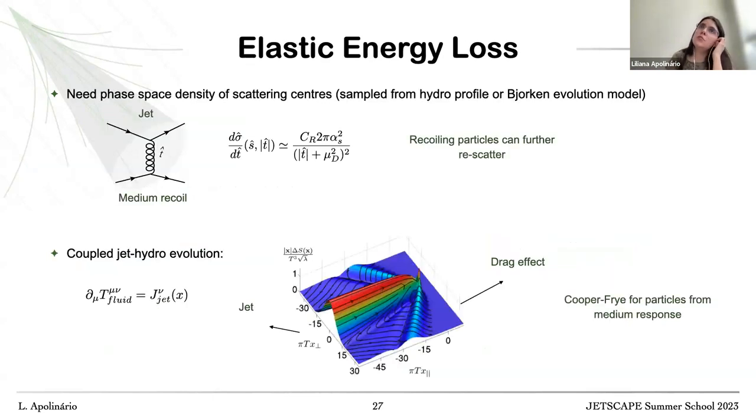The other thing that we need to address is elastic energy loss. Here you need to have some sort of scattering centers off which you will scatter the partons from your parton shower. This can be sampled from some hydro profile if you have hydrodynamic simulations, which in JETSCAPE you do. Or if you are working with a more simplistic model, you can perhaps work with a one-dimensional Bjorken evolution model, and in that case you can sample the density of scattering centers from the time evolution of your temperature. Then you can simply propagate your parton shower and check whether or not there is an elastic interaction with the scattering centers, and then apply your energy loss model to account for this elastic energy loss.